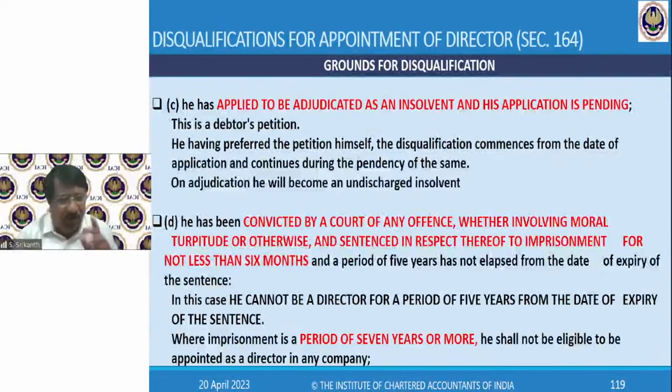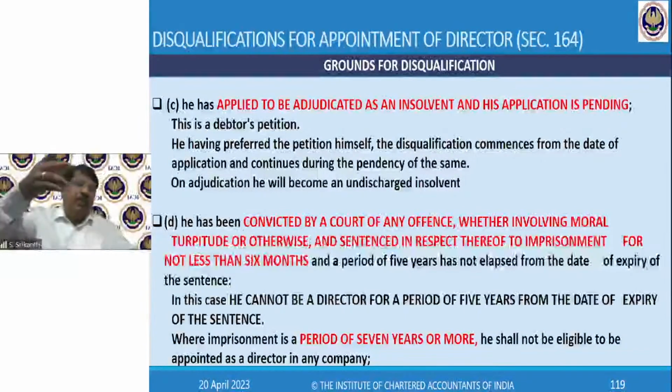Conviction by a court of an offense, whether involving moral turpitude, with sentencing to imprisonment. A mere fine is not enough; it must be imprisonment, and the period of imprisonment should be not less than 6 months. He will be disqualified for how long? For 5 years, a period of 5 years from the date of expiry of the sentence. So, he cannot be a director for 5 years from the date of expiry of the sentence.